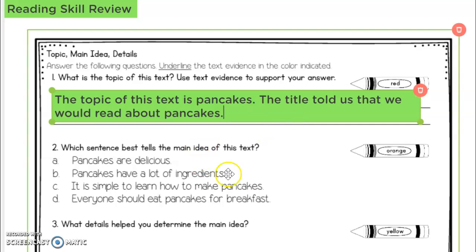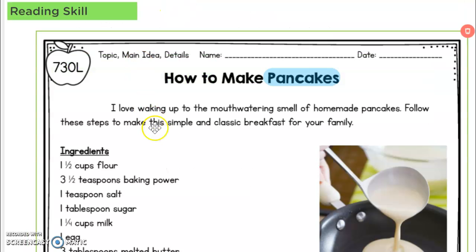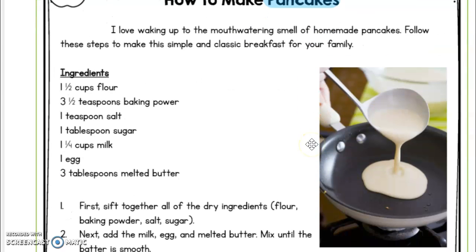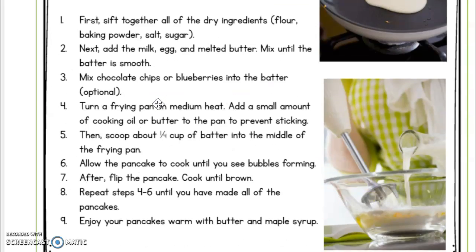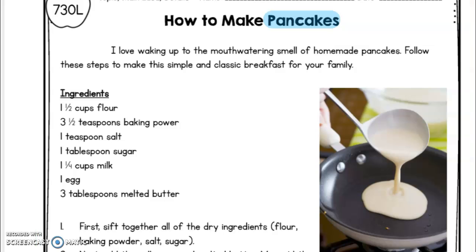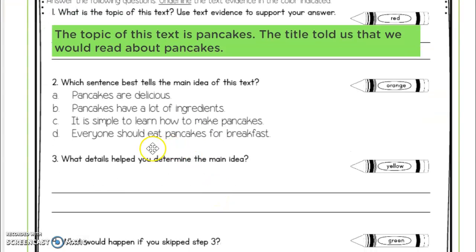Remember, the main idea is what the whole story is about. Now this is a recipe, so it's telling us how to make something, and even in the title it tells us how to make pancakes. If I look at any part of this recipe, it will tell me how to make pancakes. So my main idea of this text is how to make pancakes.